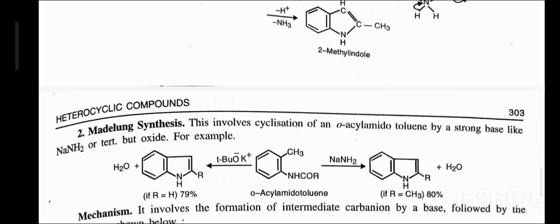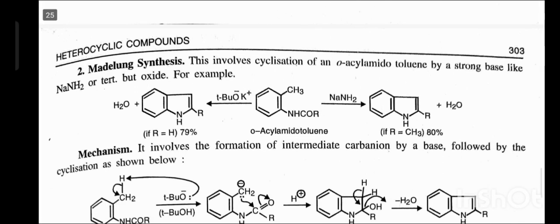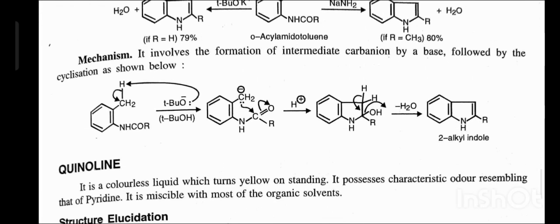This involves cyclization of an ortho-acylamido toluene by a stronger base like NaNH2 or potassium tert-butoxide. For example, the mechanism involves the formation of an intermediate carbanion by the base, followed by the cyclization as shown below.